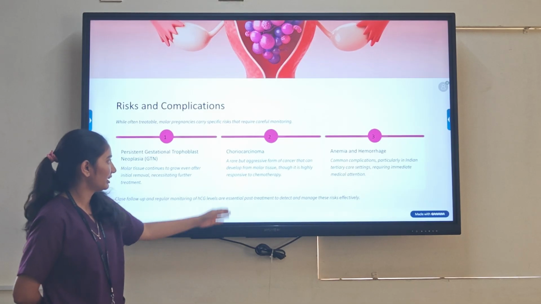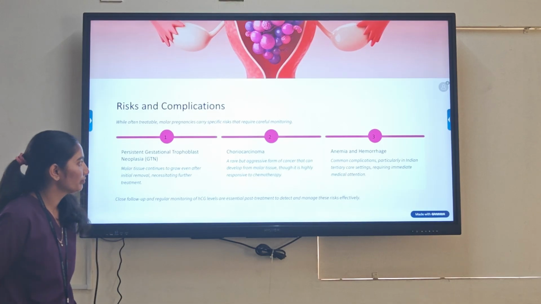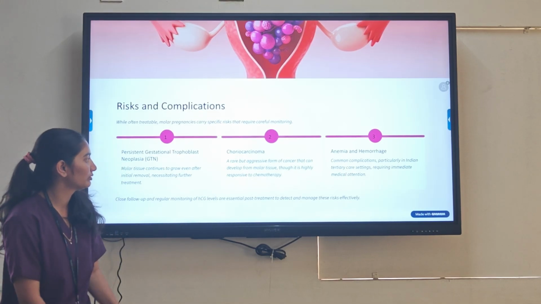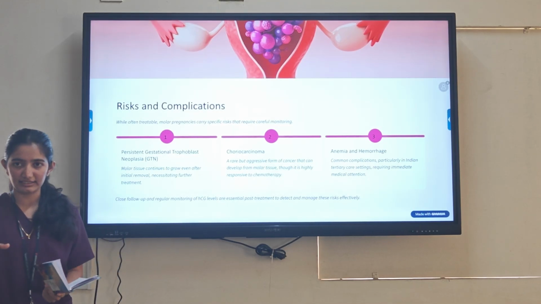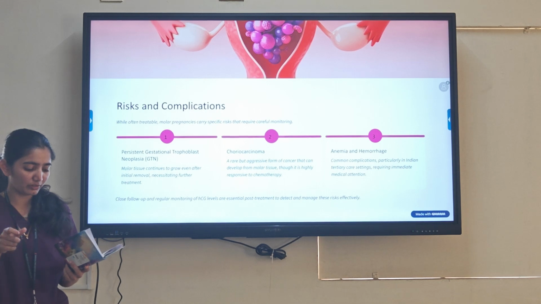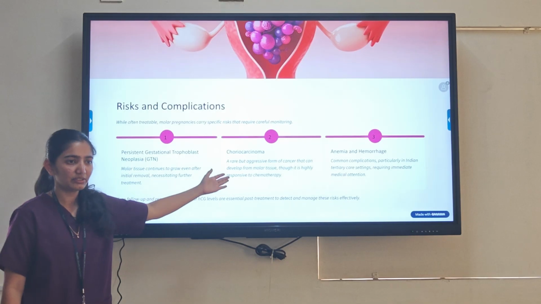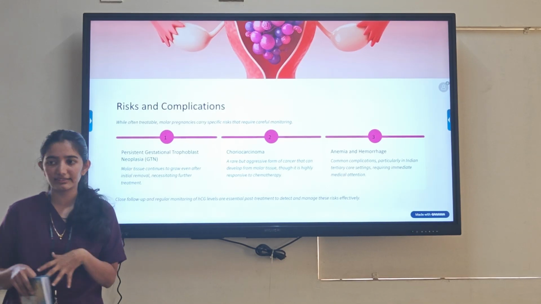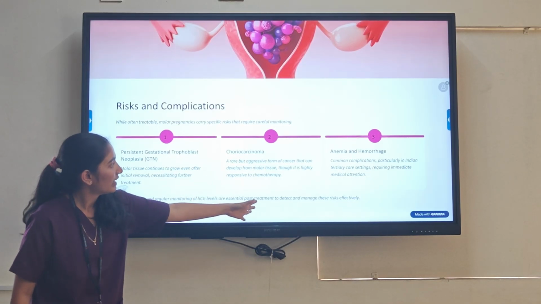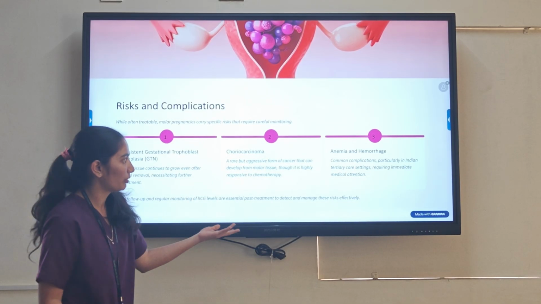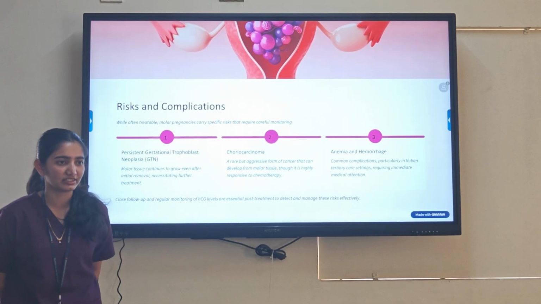This is choriocarcinoma, a rare but aggressive form of cancer that can develop from molar tissue, though it is highly responsive to chemotherapy. Choriocarcinoma is a rare, fast-growing cancer originating from trophoblast cells, often in the uterus after molar pregnancy. Only after molar pregnancy can you see this. Choriocarcinoma develops in the uterus. And then anemia and hemorrhage, common complications, particularly in Indian tertiary care hospitals, requiring immediate medical attention.